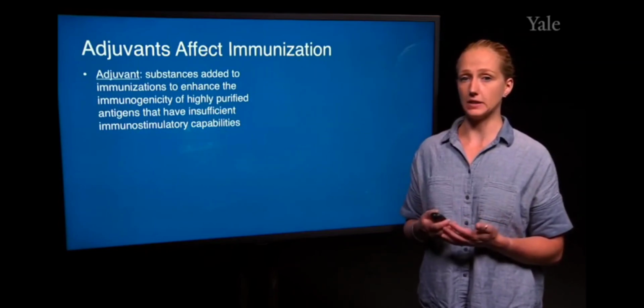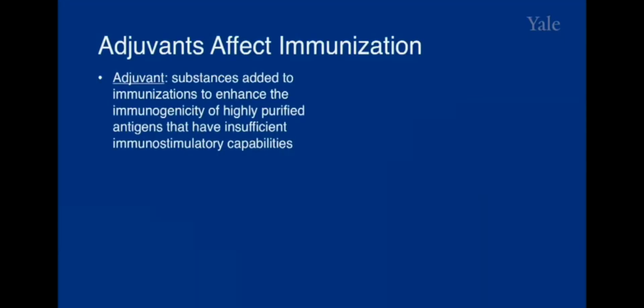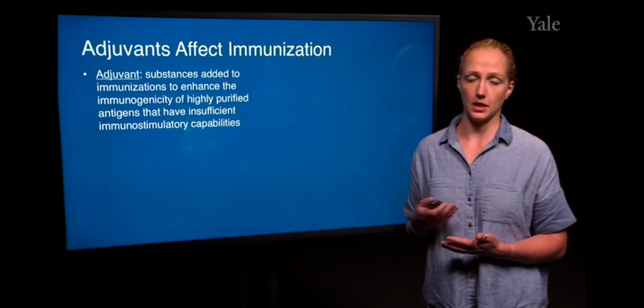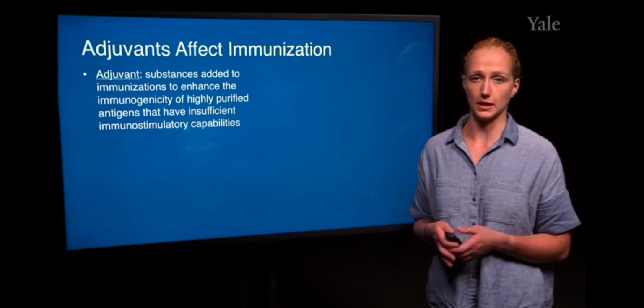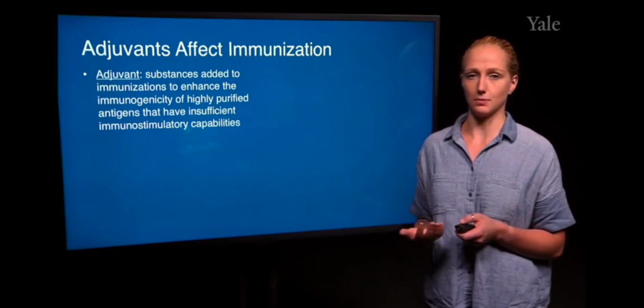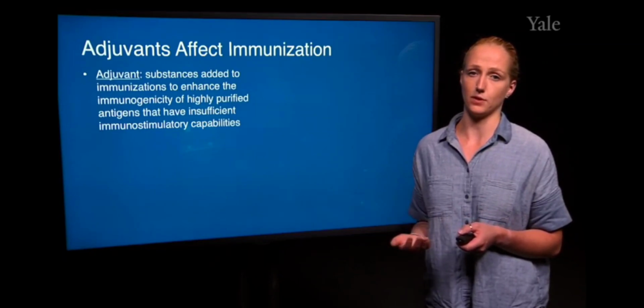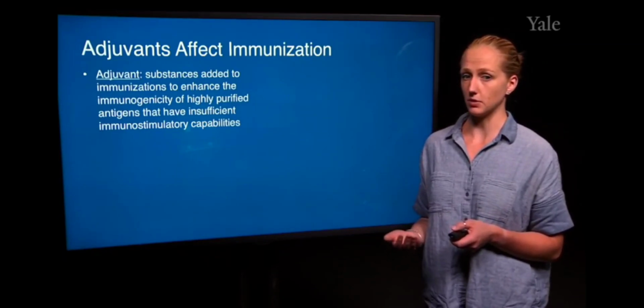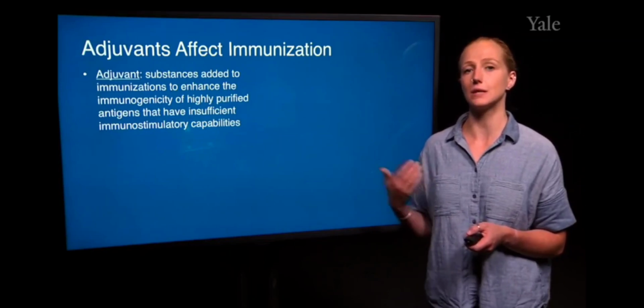Adjuvants are substances that are added to immunizations to enhance the immunogenicity of a highly purified antigen that has insufficient immunostimulatory capabilities. So for example, if you wanted to immunize an animal to produce antibodies against a specific protein, and you were to give this protein to the animal and there was an insufficient immune response to this protein, you can add an adjuvant to stimulate the type of immune response that you would like.